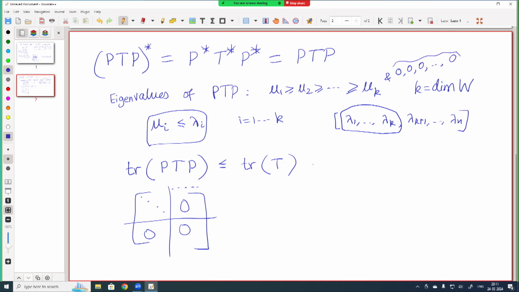N minus k. Right, so that corresponds to this bit. When you do PTP, what it is doing is W perp is being killed off. So those will all give you 0 eigenvalues, which means W perp, that dimension number of 0 eigenvalues.